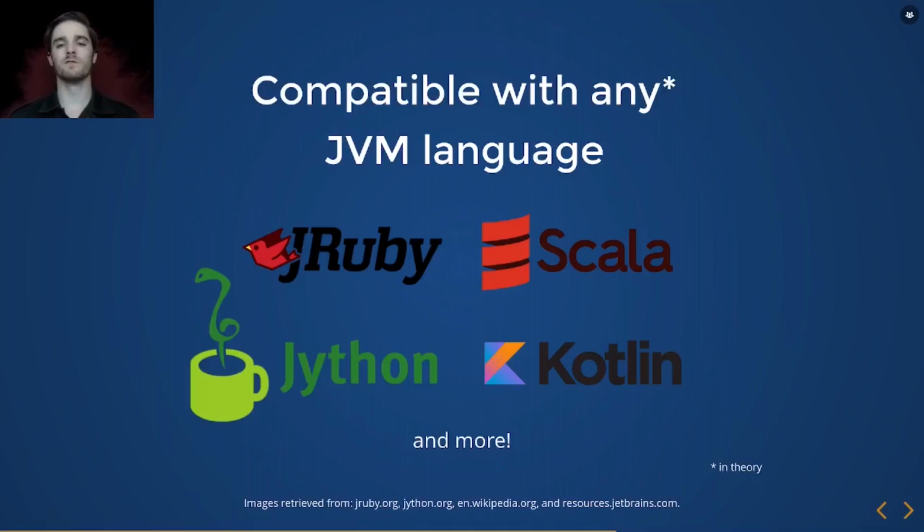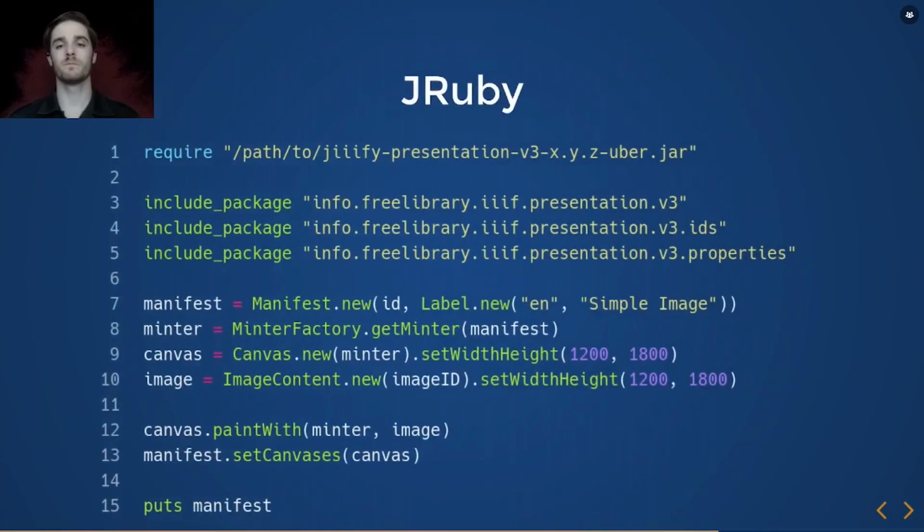One benefit of implementing Jiiify presentation in Java is that it can be used with any language that has a JVM-based implementation, such as JRuby, Jython, Scala, Kotlin, Haskell, and many others. So, if you're more familiar with, say, Ruby syntax, you can write a Ruby program to run with JRuby, or you could spin up an interactive JRuby console to do rapid prototyping with Jiiify presentation line by line. Here's an example of Jiiify presentation's Ruby syntax to run with JRuby.